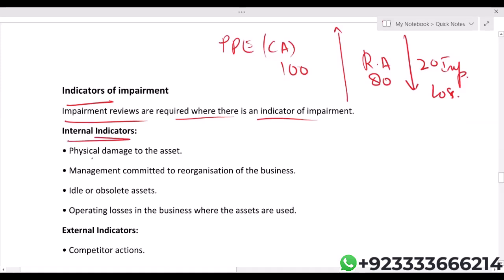Internal indicators: physical damage of the asset. Obviously, if your organization has property, plant and equipment and there's physical damage, you should know that. So physical damage is an internal indicator of impairment loss. Management committed to the reorganization of the business. If there is going to be a reorganization in the business, again, that's an internal indicator of impairment loss. And let me tell you, normally when a company thinks of reorganization, restructuring of the organization, it means things are not good in the business. Because if everything is okay, everything is fine, why would I go for reorganization?